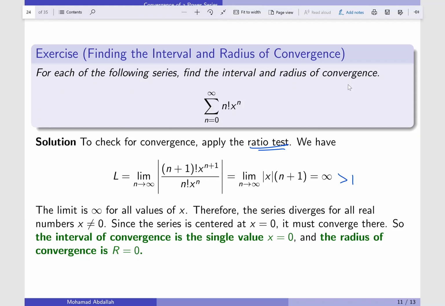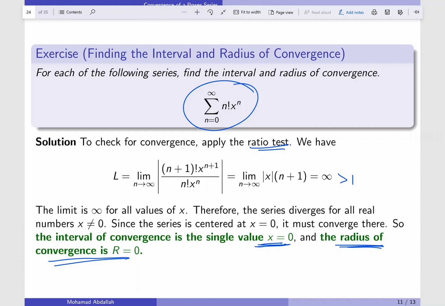So the interval of convergence here is just at x equals 0. Remember, here I said x positive. When x equals 0, that's a special case. 0 times infinity is not defined as a limit. So here, when x equals 0, that's going to be convergent. And so this is going to converge only at the center because x equals 0 is the center. And in this situation, the radius of convergence is r equal to 0.